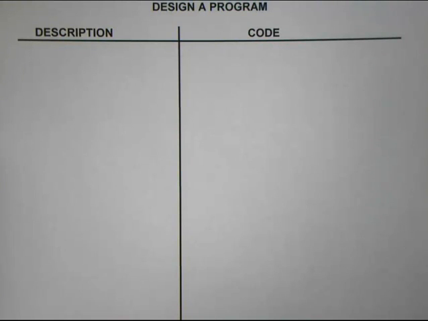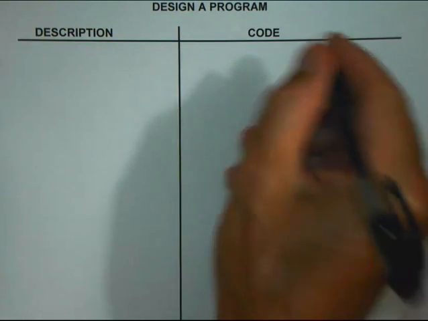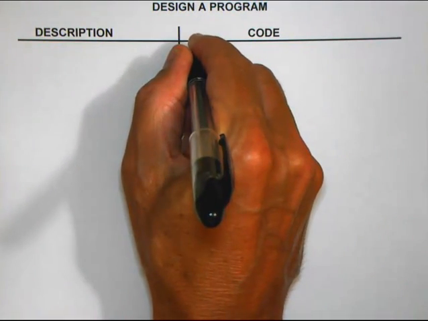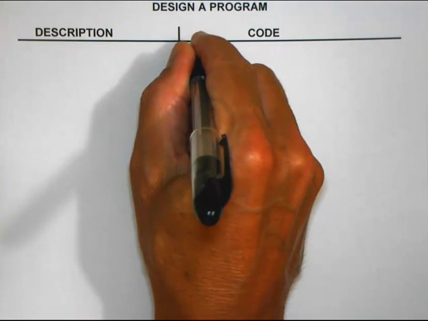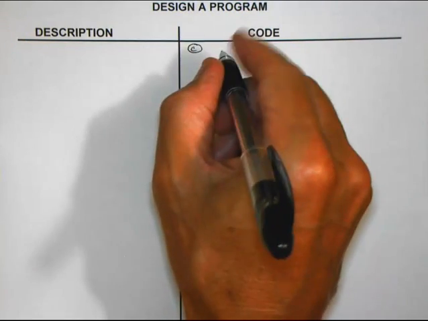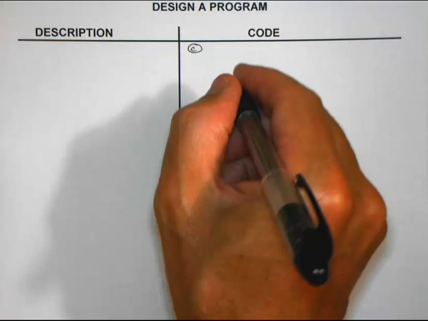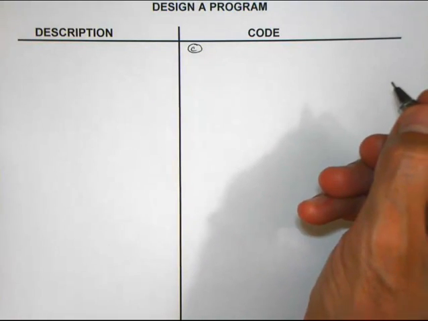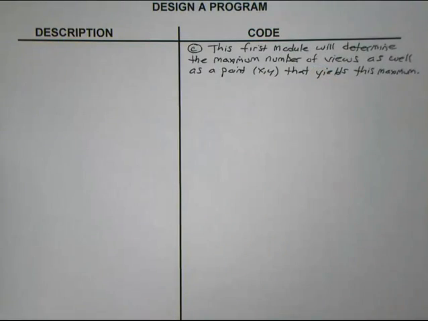To help communicate our program, one nice thing to do is to put into the program itself a little explanation. You can do that using the code for a copyright symbol, and this gives you a chance to write in some commentary text on what we plan to do. So we'll do that now. Maybe something like this: this first module will determine the maximum number of views as well as a point x,y that yields this maximum.